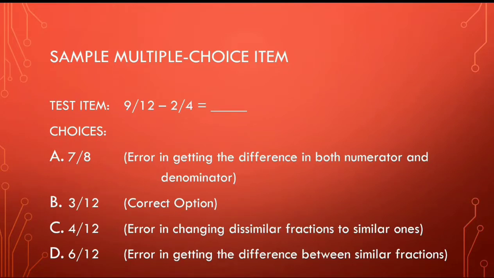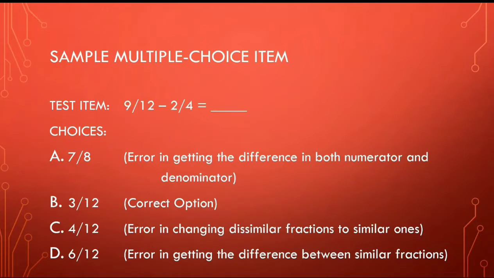Pag sinolve mo yan at hindi ka marunong mag-solve ng fraction, ang possibility would be, lalagay mo yung denominator 12 minus 4, equals 8. Ayan, that's letter A. Error in getting the difference in both numerator and denominator. You get the point? Kasi automatic yung iba na hindi alam yung fraction, ima-minus lang yung 9 minus 2 equals 7, 12 minus 4 equals 8. So the answer is 7 over 8.